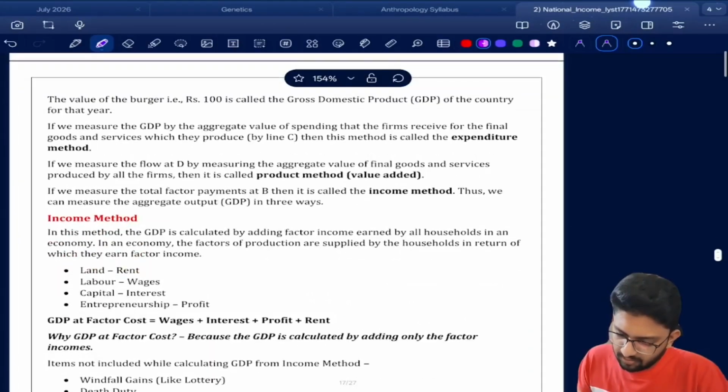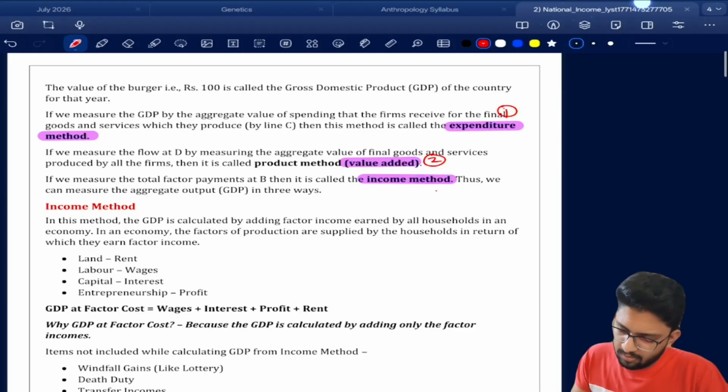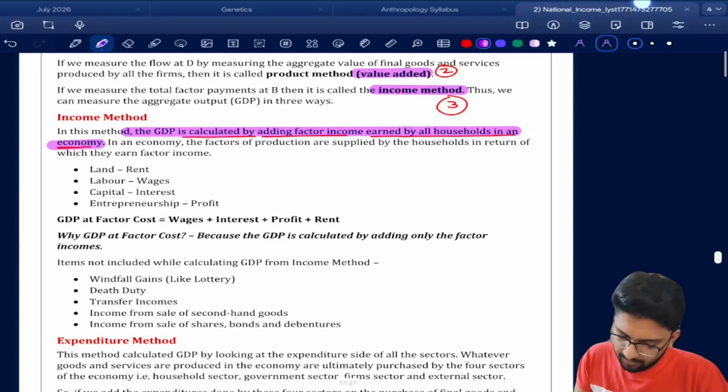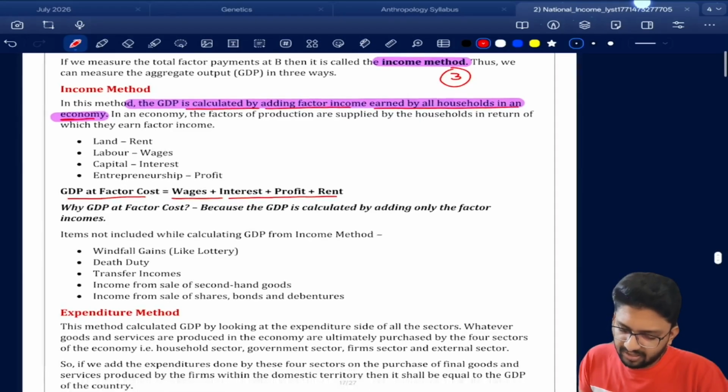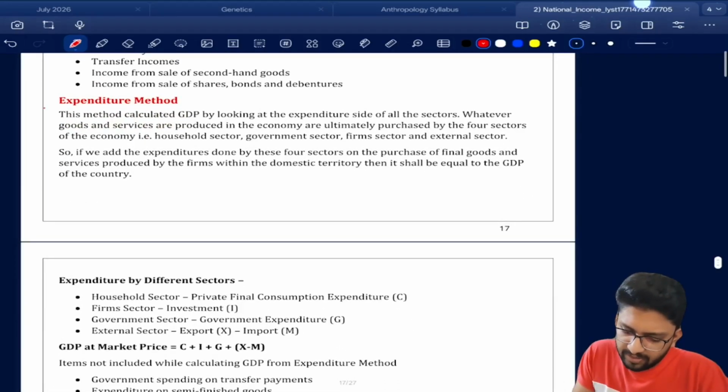Method of computing national income. The value of the burger, okay. So it is basically a value added method, an income method, and an expenditure method. There are three types: 1, 2, 3. Income method: in this, GDP is calculated by adding factor income earned by all households in an economy. So GDP at factor cost is equal to wages plus interest plus profit plus rent. Items not included while calculating GDP from the income method: death duty, transfer incomes, etc.